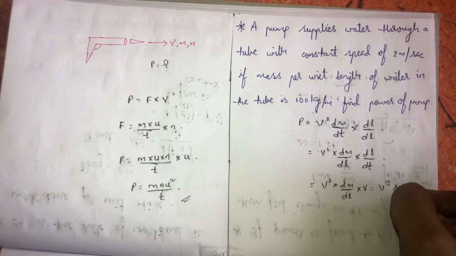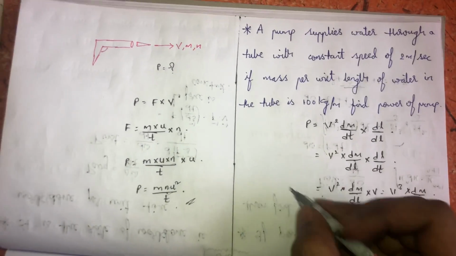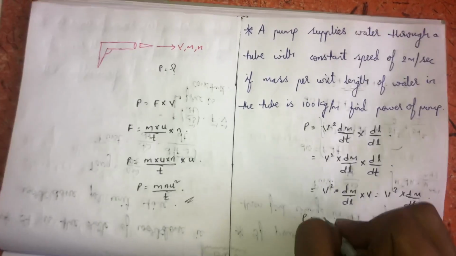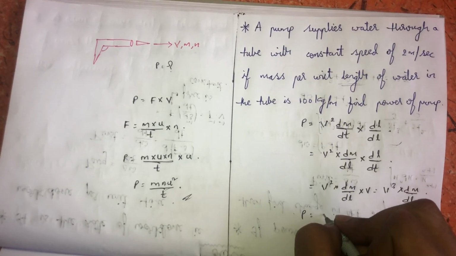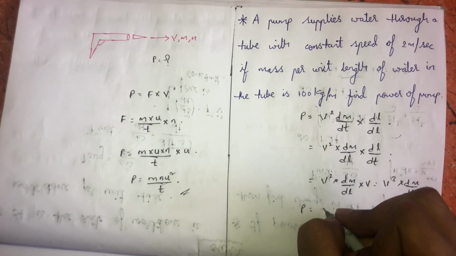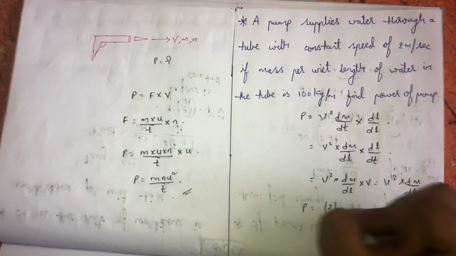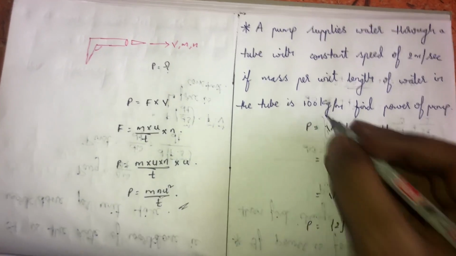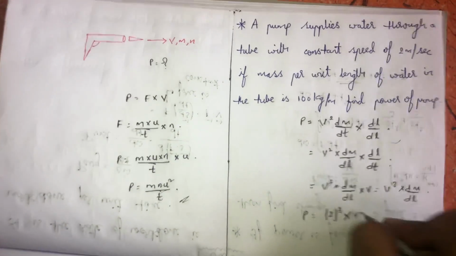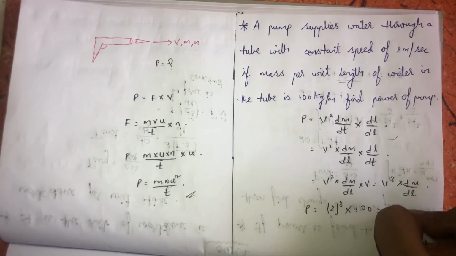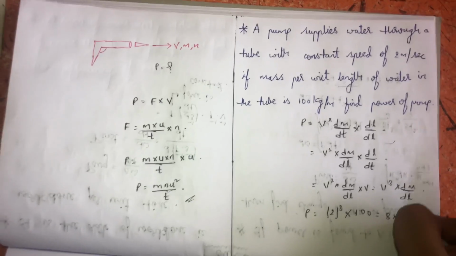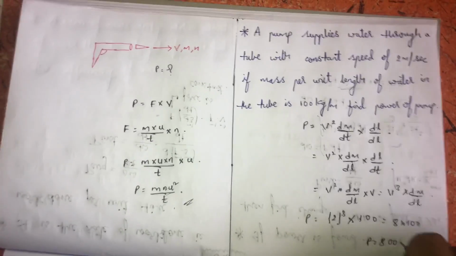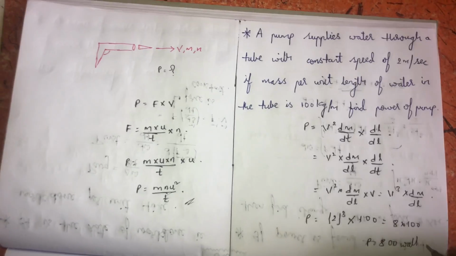dm by dl, where they have given water is moving with a constant speed of 2 meter per second. So I am taking the value of velocity as 2, so it will be equal to 2 cube into dm by dl, the mass per unit length, value is given as 100 kg per meter, into 100. 2 to the power of 3 will be equal to 8 into 100, where power will be equal to 800 watt.